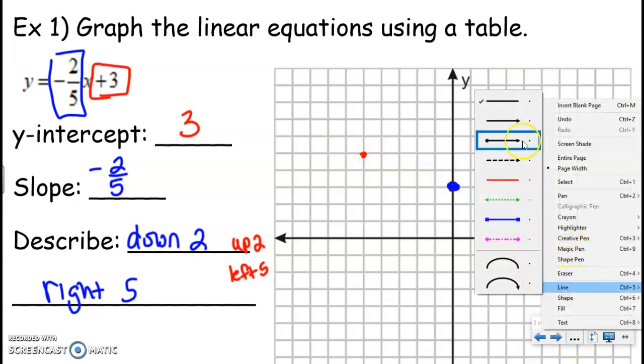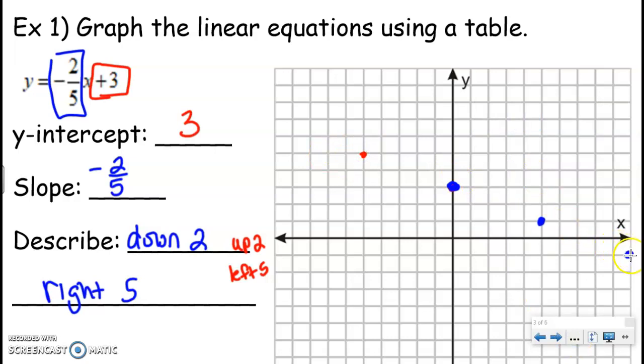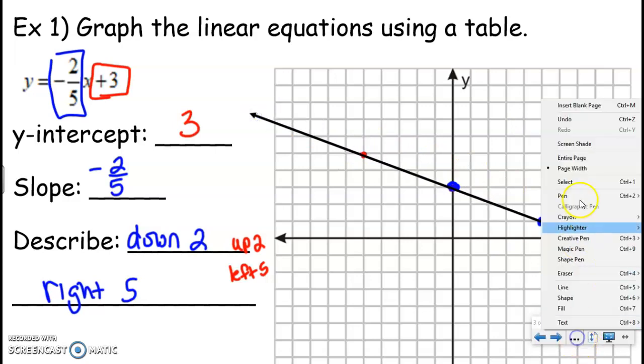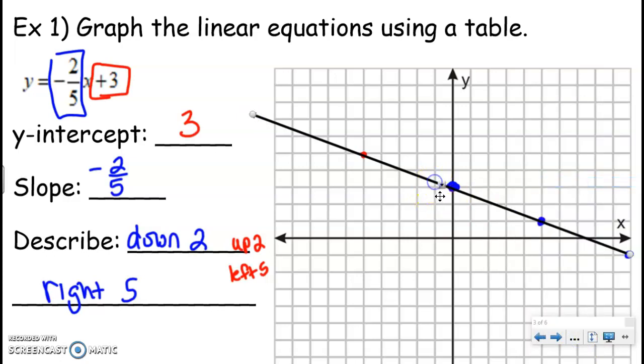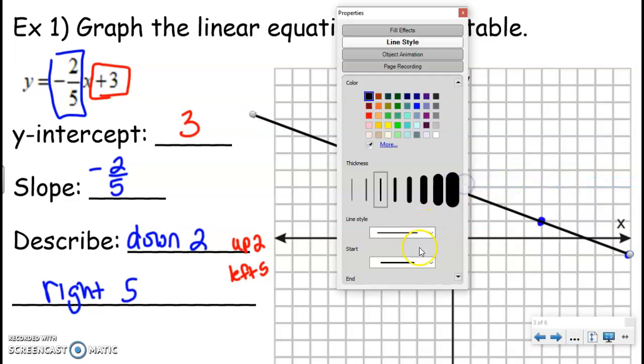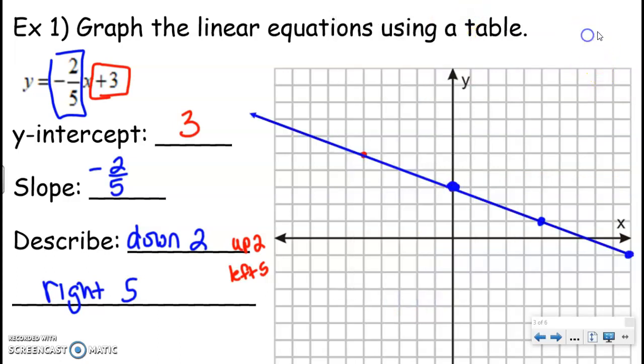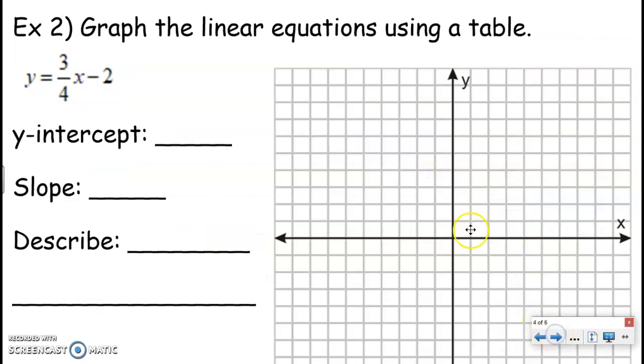I'm going to go ahead and draw your line in. Remember, a line should have arrows at both sides to show it goes on forever. And we're there. I'm going to go ahead and add my arrows to both sides. And we're good. Okay, so there's your line. This way is a lot faster than making a table. Let's do the next one.